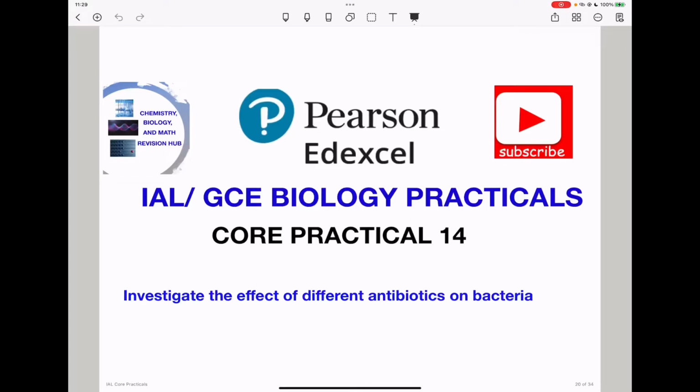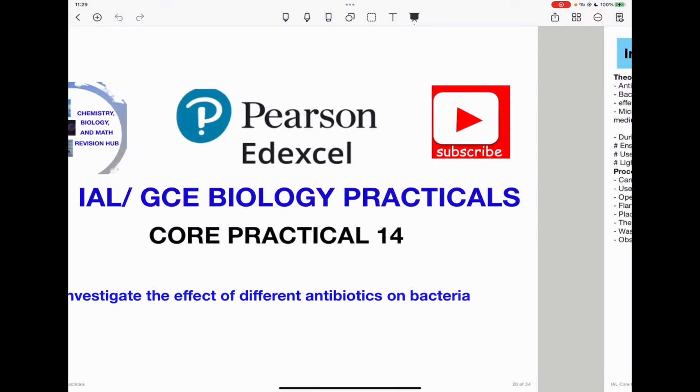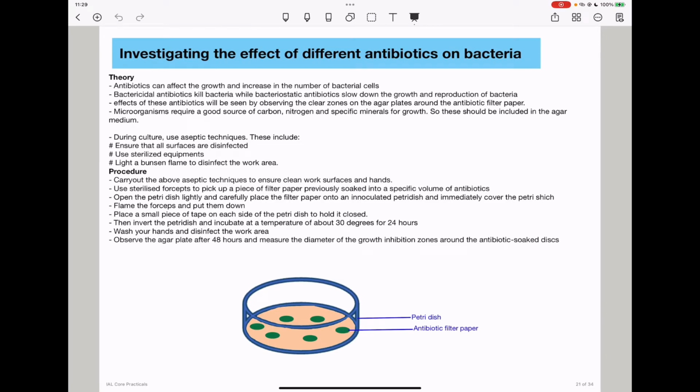Today we are doing the Pearson Edexcel International A-Level and GCE Biology Practicals. This is Core Practical 14: investigate the effect of different antibiotics on bacteria. So I began with a theory.